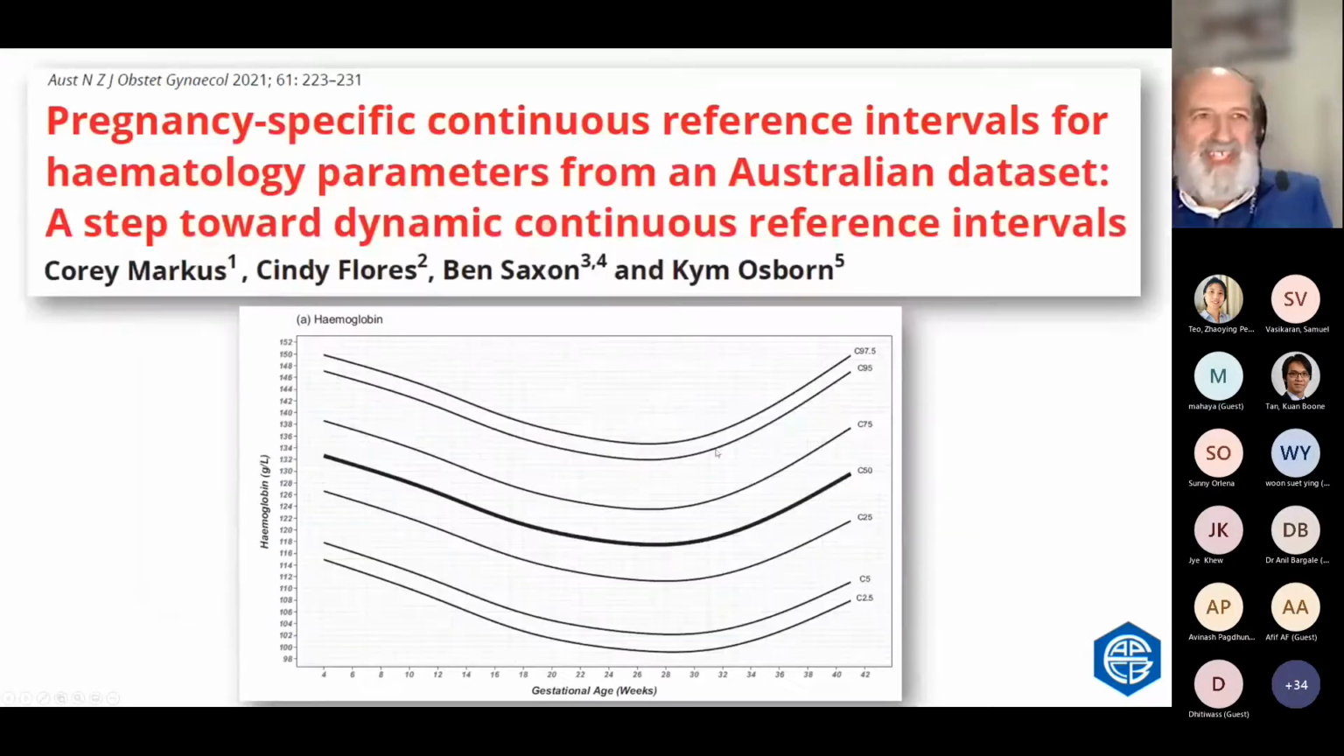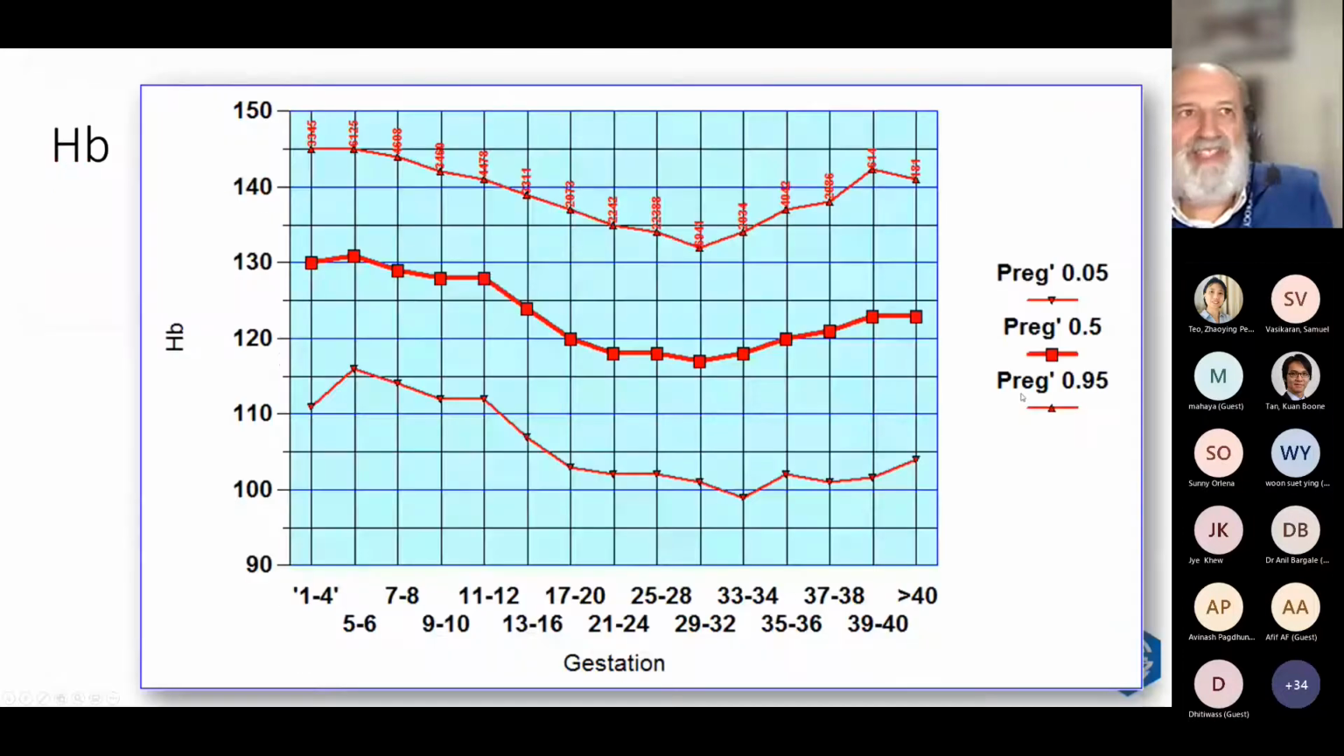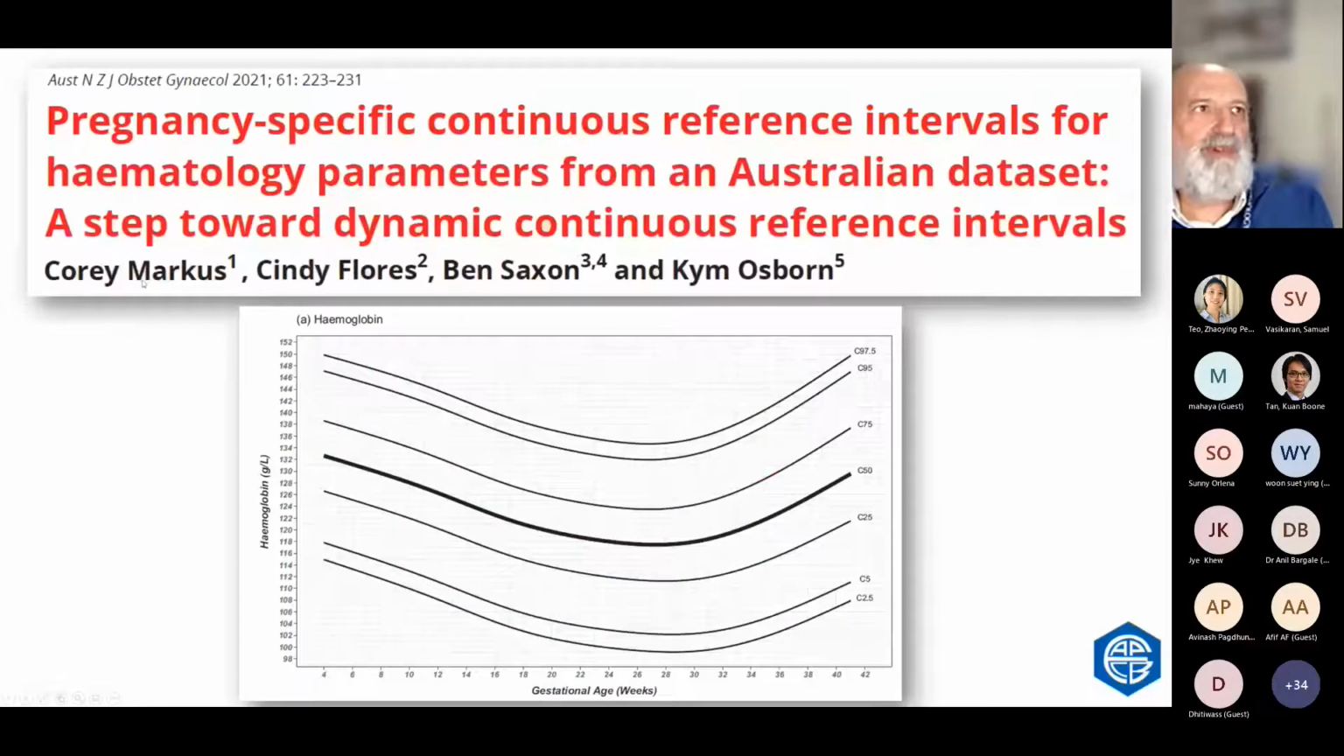Well, there's been a lot of studies, even recently, about what hemoglobin does in normal pregnancy, and generally it does vary continuously to a nadir at about 28 to 30 weeks, and then it rises. So it's very difficult to set reference intervals in pregnancy. This is just some of our own data, which shows very much what Corey Marcus had shown in this study.